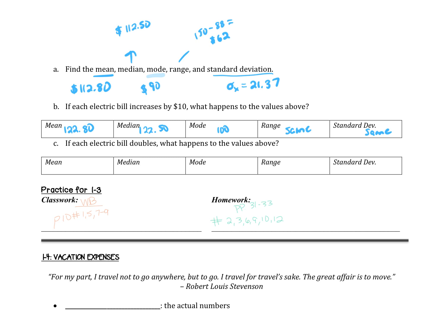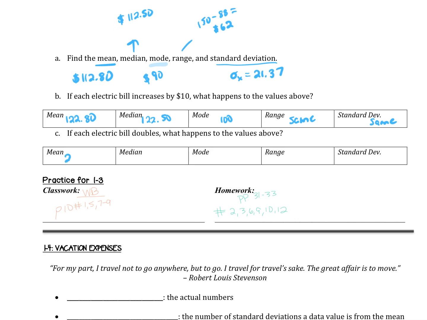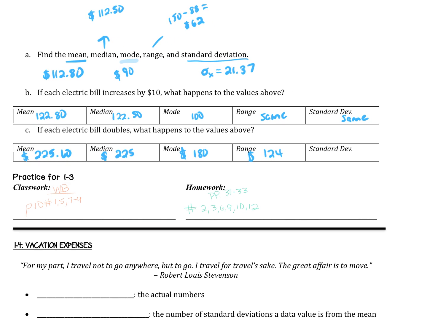If each bill doubles, then everything changes. 225.60, 225. I'm not being very consistent with my dollar signs. 180, 124. And then this ends up being 42.74. Okay.